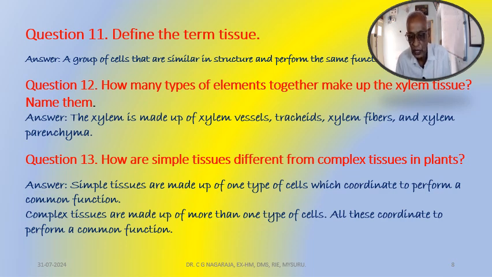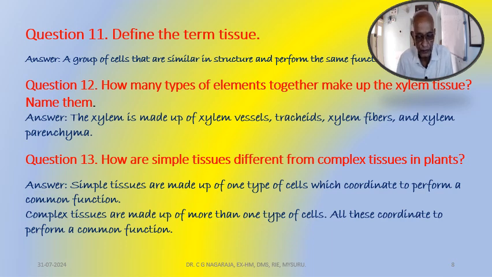Simple tissues are made up of one type of cells which coordinate to perform a common function. Complex tissues are made up of more than one type of cells. All these coordinate to perform a common function. For example, I will give you a simple tissue. For example, epidermis of a plant. Epidermis means outer part of the plant. That is simple tissue.